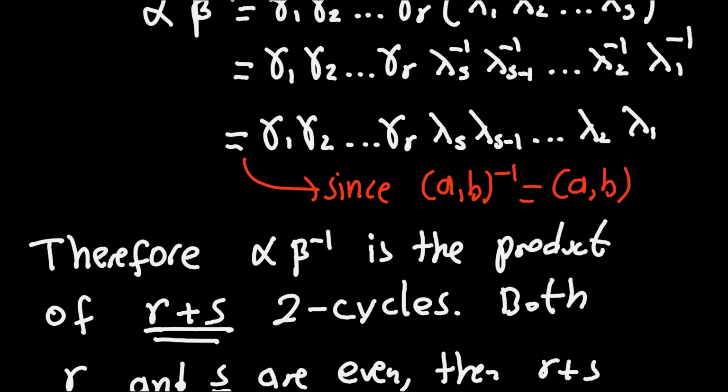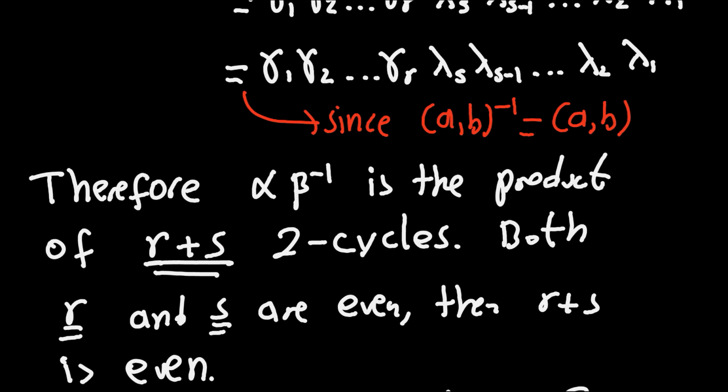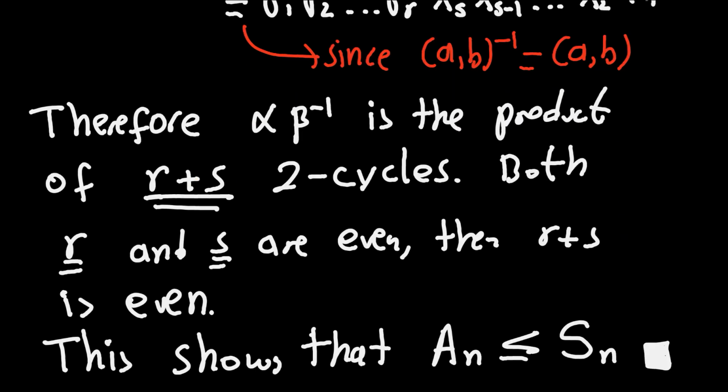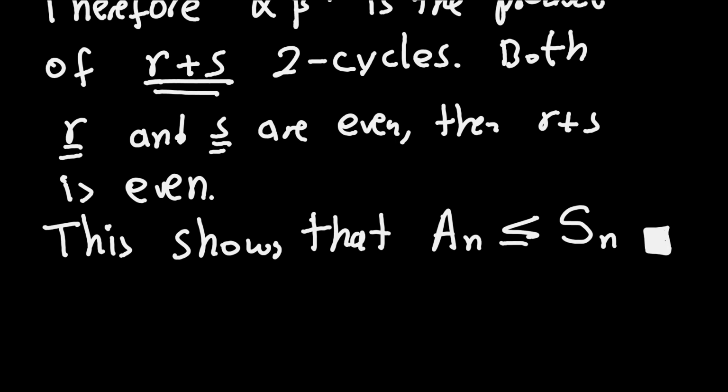But how many 2-cycles do we have here? We have R cycles here for the gammas, and we have S cycles here for the lambdas. So that means that alpha beta inverse is the product of R plus S 2-cycles, and both R and S are even because alpha and beta were both in An. Remember, R and S are both even. So the addition of 2 even naturals is an even natural. So that means that alpha beta inverse is a product of an even number of 2-cycles. That shows that An is a subset of Sn, and not only that, it's a subgroup of Sn. So the collection of all the even permutations of Sn is a subgroup of Sn.